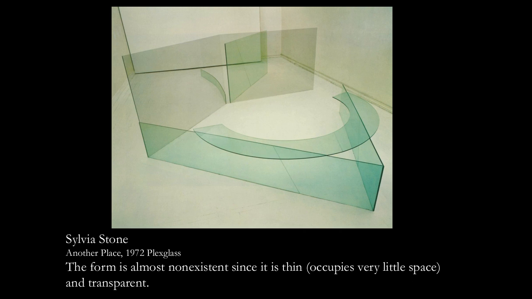The form is almost non-existent since it's thin, occupies very little space, and it's transparent. When we look at the last image I showed you, the steel, you get a good physical presence, but with this one you can kind of see through it, right? It's not clear. It's laid out a little bit. You get a sense, but even this back area is hard to define. It's not as clearly defined as to what its physical form is. So again, it's a little bit less obvious.